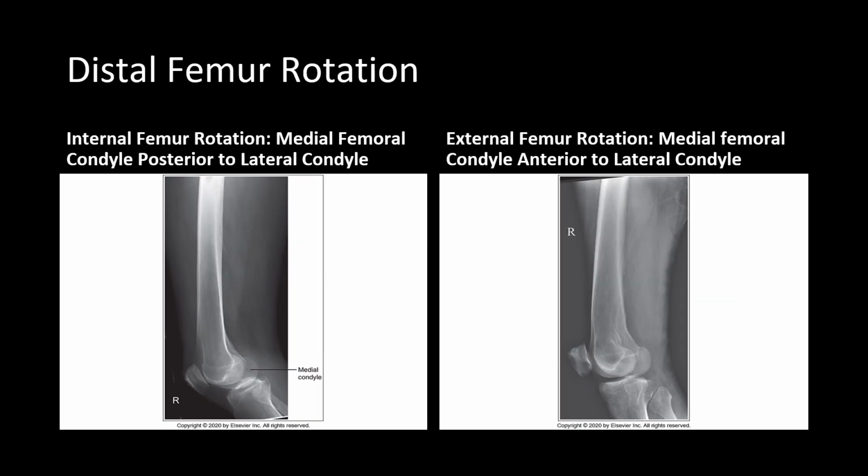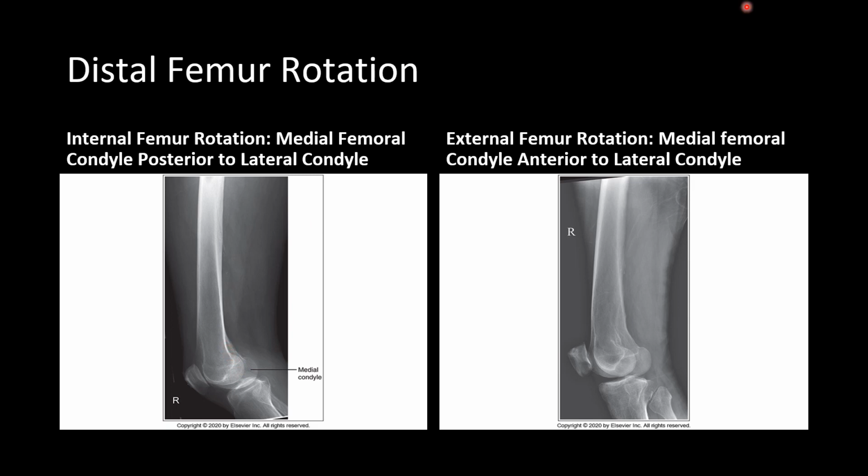Let's talk about the characteristics of distal femur rotation. If the femoral epicondyles are not positioned perpendicular to the IR, the lateral projection will demonstrate one femoral condyle anterior to the other. In the first projection here, we can see that one of the condyles is anterior to the other. We also know that the medial condyle sits distally to the lateral condyle.